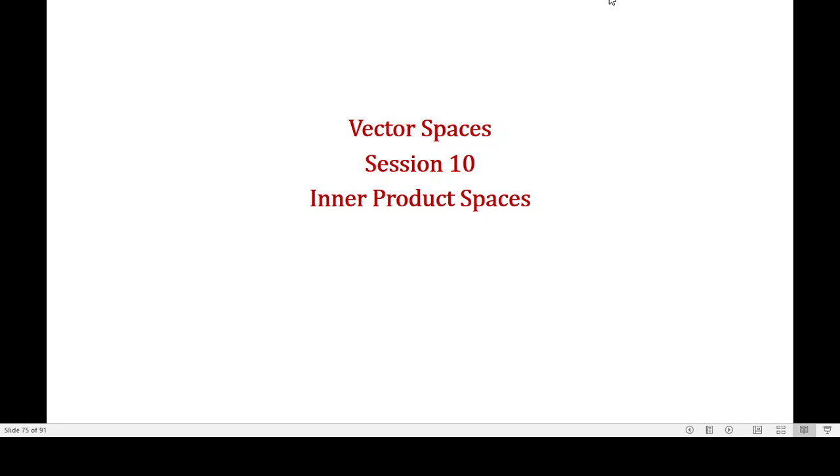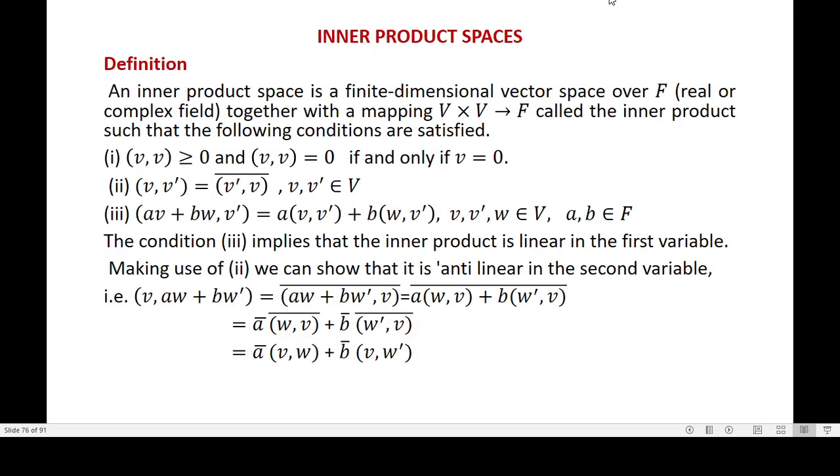Now let us consider a vector space over a field F. F is either real or complex, in which a product V × V to F is defined, satisfying properties similar to the dot product in R^n or C^n. Such spaces are called inner product spaces. Now we shall define inner product spaces.